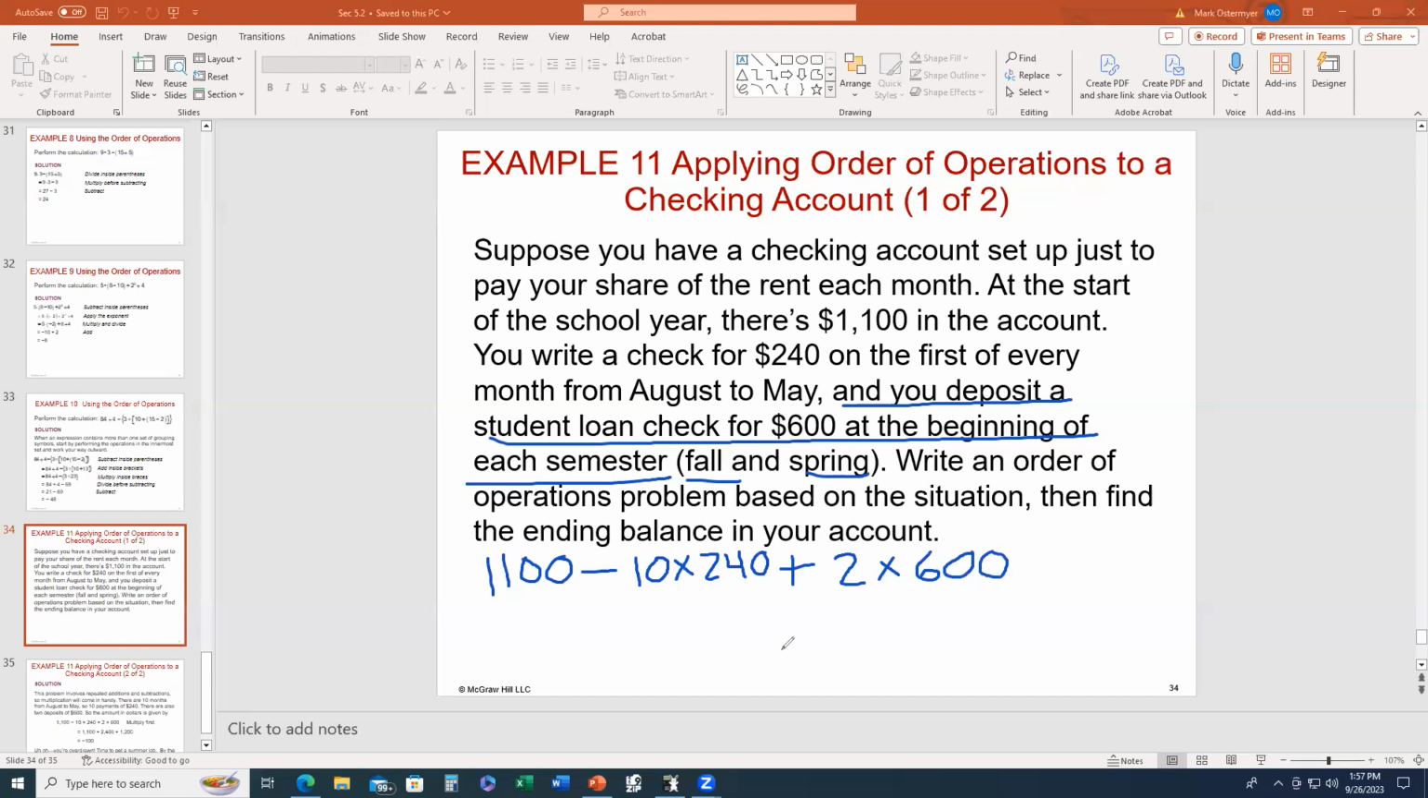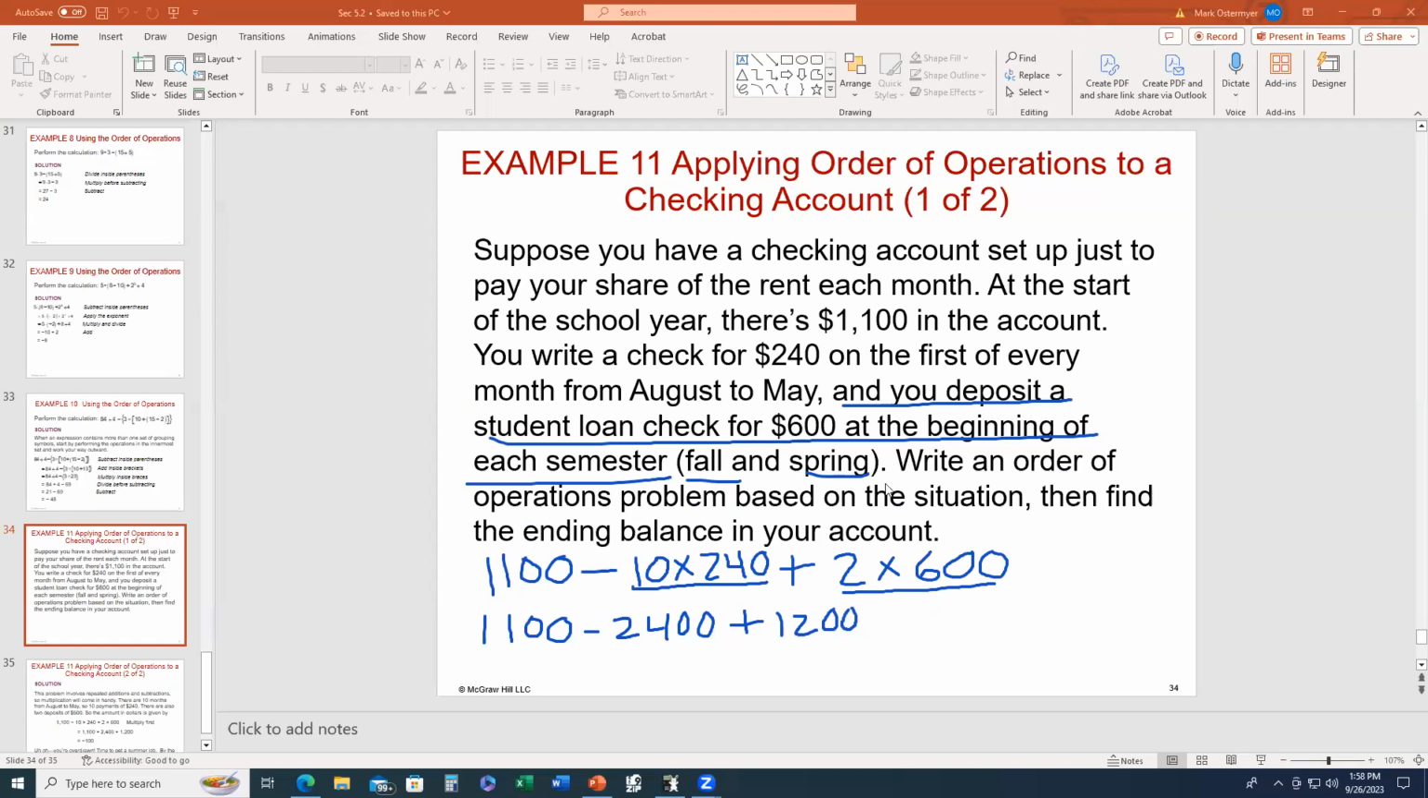Now, the order of operations would have us doing what first here? The parentheses. Well, we don't really have any parentheses. 10 times 240. We would probably multiply these together first. Do you agree? Yeah. So that'd be 1,100 subtract 10 times 240, which is $2,400. Plus, it would not be a crime if we also multiply these together at this point. That would give you 1,200. That's okay. You can do that too.